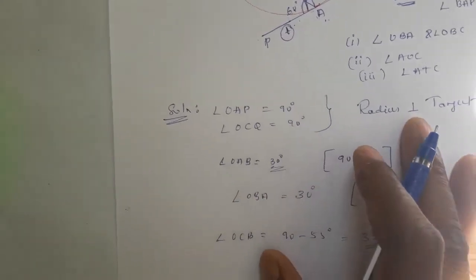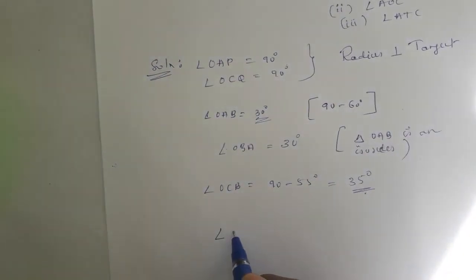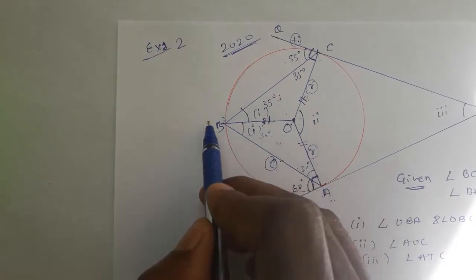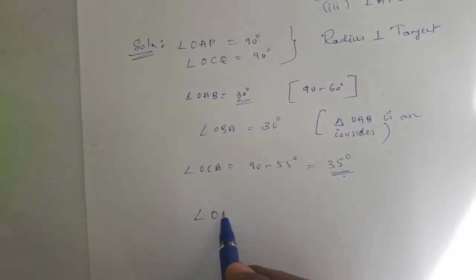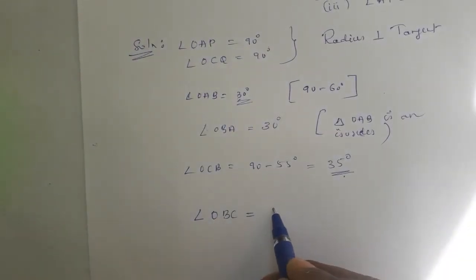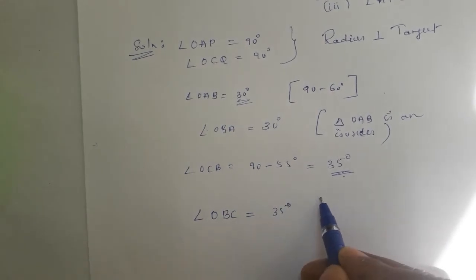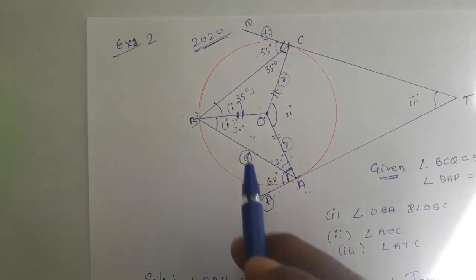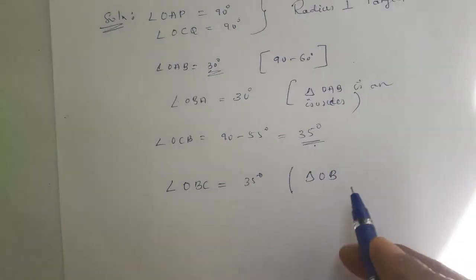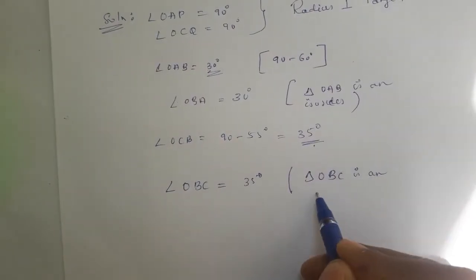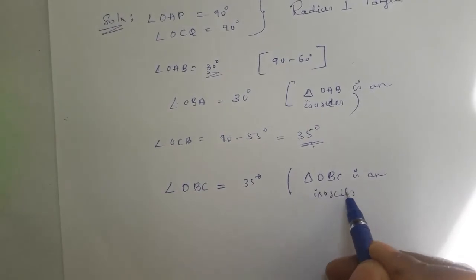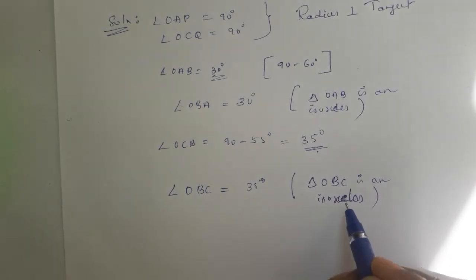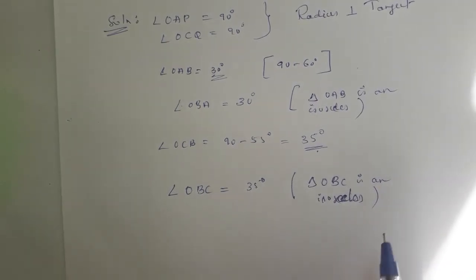Right. Now we can write angle OBC. Angle OBC is equal to 35 degree. The reason is triangle OBC is an isosceles triangle.